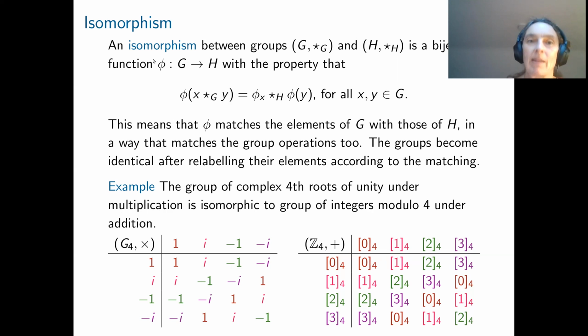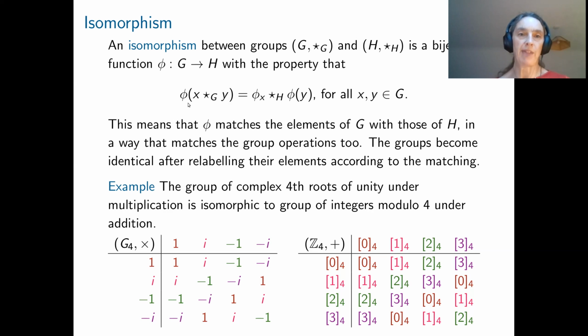Technically, an isomorphism between a pair of groups, so if we've got groups G and H with operations denoted by star G and star H respectively, just to be clear, an isomorphism between those groups is a bijective function from the elements of G to the elements of H. So basically a function that matches every element of G to an element of H in such a way that all elements on both sides are matched. Every element in one group has a companion in the other, in such a way that not only are the elements paired off together, but that this pairing also respects the two group operations.